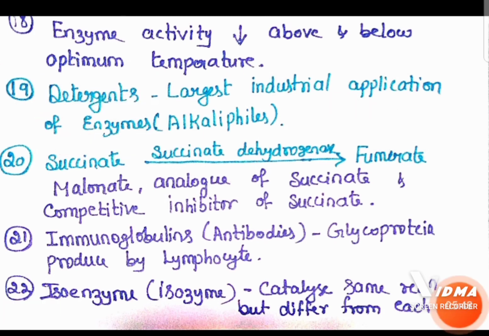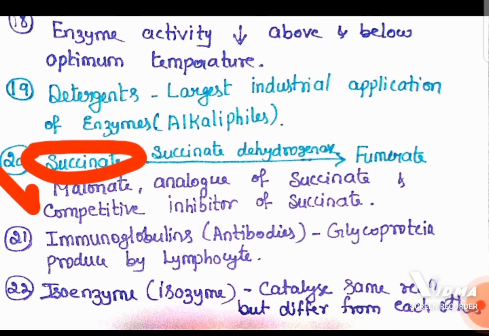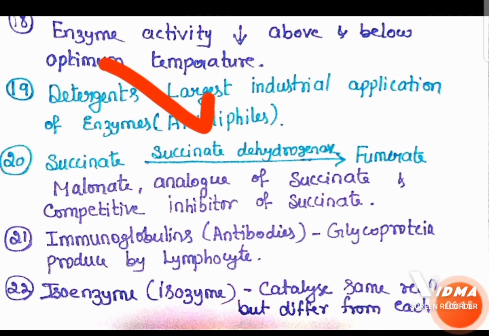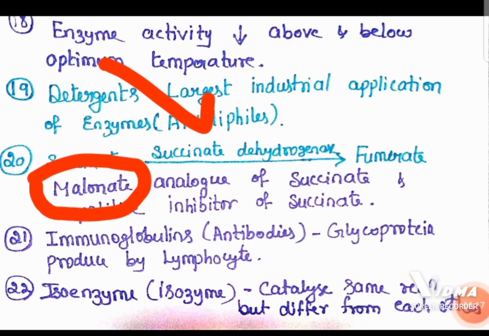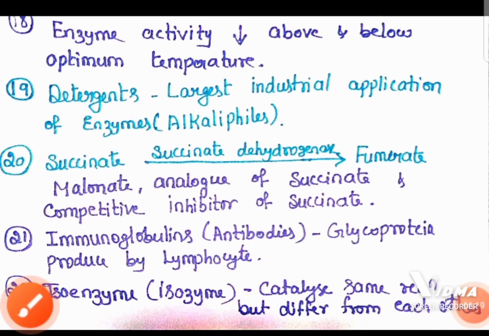And remember, there is a step in the TCA cycle where succinate converts to fumarate by the enzyme succinate dehydrogenase. But we have one structural analog of succinate called malonate. Malonate is a structural analog, and that is going to act as a competitive inhibitor of succinate. It means malonate competes with succinate to react with the succinate dehydrogenase enzyme. But when succinate dehydrogenase reacts with malonate, it is not going to form fumarate and the TCA cycle is going to stop.